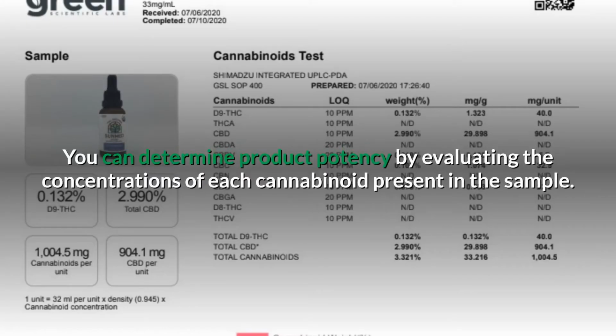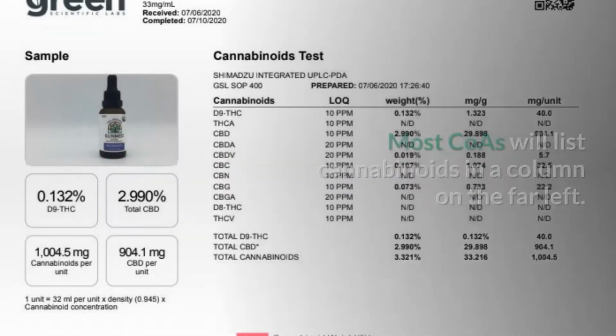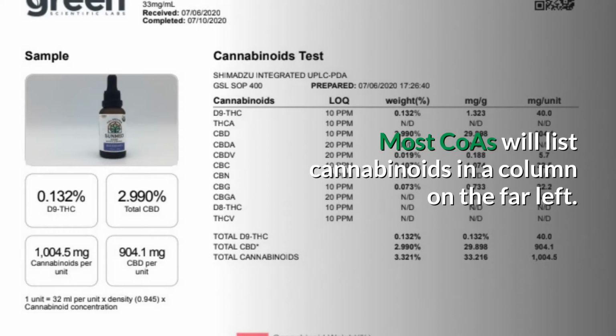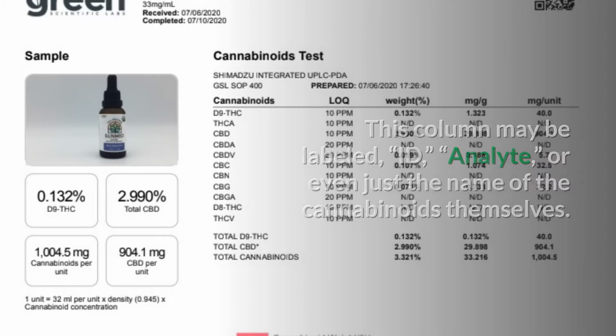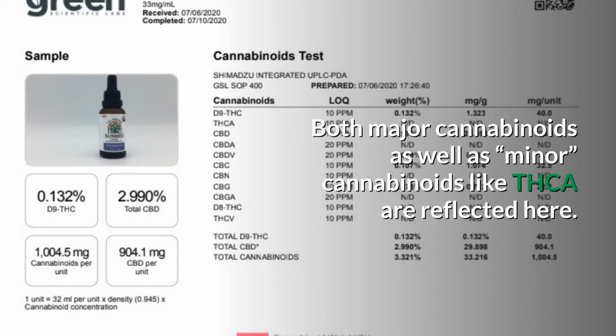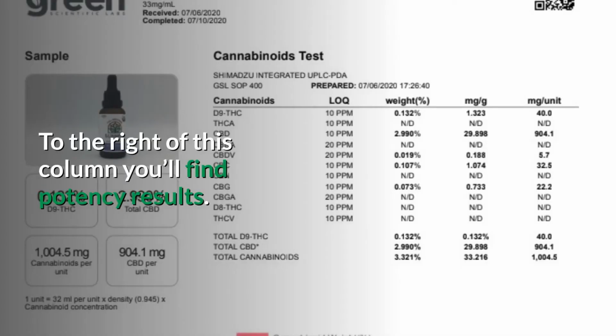You can determine product potency by evaluating the concentrations of each cannabinoid present in the sample. Most COAs will list cannabinoids in a column on the far left. This column may be labeled ID, analyte, or even just the name of the cannabinoids themselves. Both major cannabinoids as well as minor cannabinoids like THCA are reflected here. To the right of this column you'll find potency results.